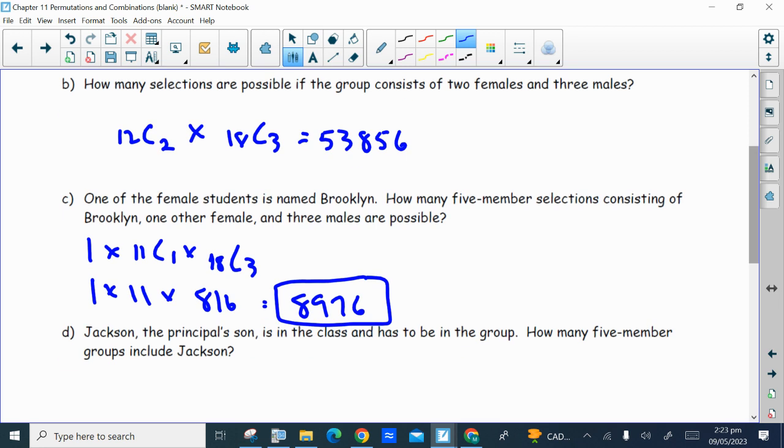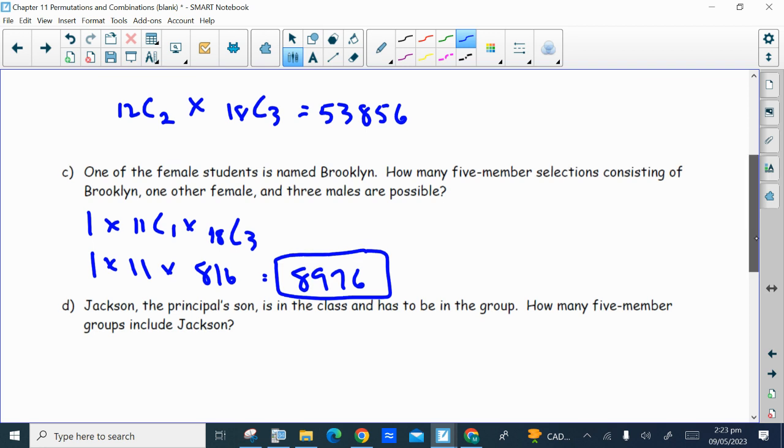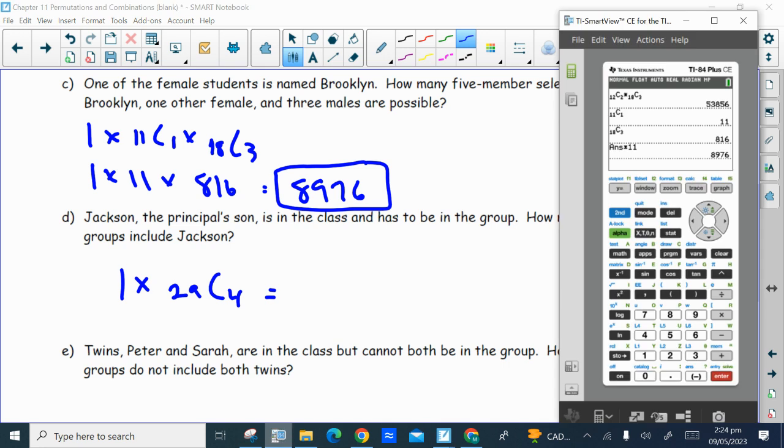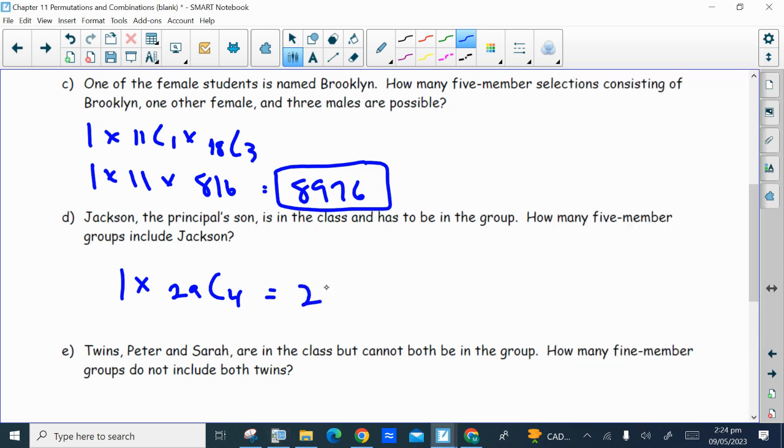The more restrictions you have, the fewer combinations are going to be possible. Jackson, the principal's son, is in the class and has to be in the group. How many 5-member groups include Jackson? So this is the only restriction, that Jackson must be in the group. There's only one way that can occur, and then the other 4 have to come from the remaining 29 students, which would be 29C4. So essentially it's just 29C4, 23,751.